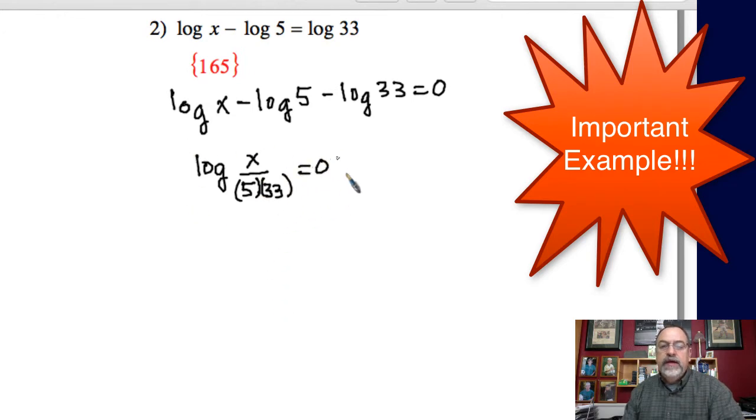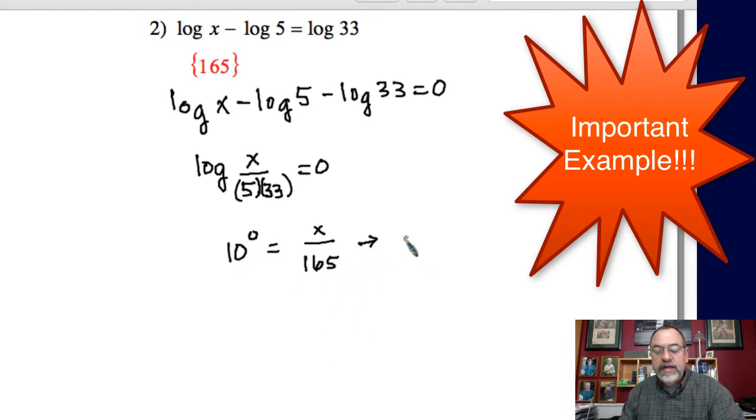Now that I have my single logarithm, I do the inverse operation, which is exponential, so I change this to its exponential form. So log is, what is the exponent of the base? The base is 10. What's the exponent? Well, that's the exponent over here. So this 10 to the 0 is equal to then x over, and 5 times 33 is 165. So now I have this simple equation. I can go ahead and solve it.